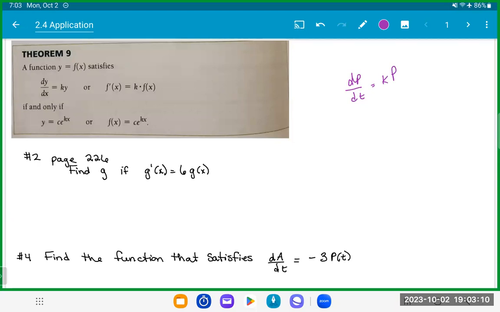where y equals some function, right? And we can satisfy that with saying if the function is k times y, then we can take the derivative of that and it'll just be k times that function, okay? But that's true if and only if, as you can see down here, we have y, or f of x, equals some constant times k raised to the x.